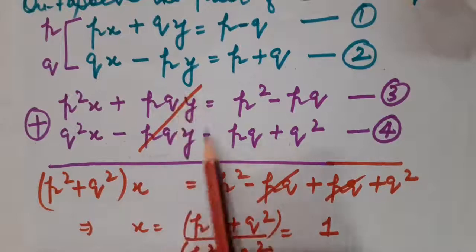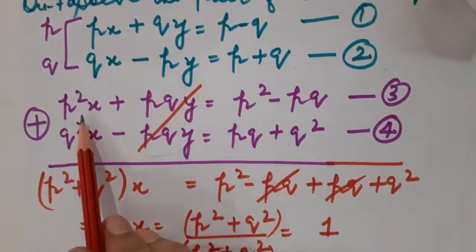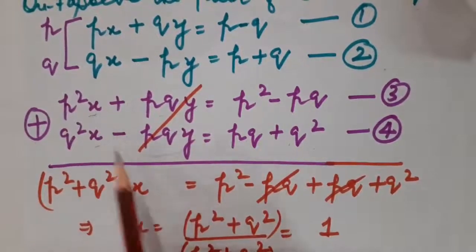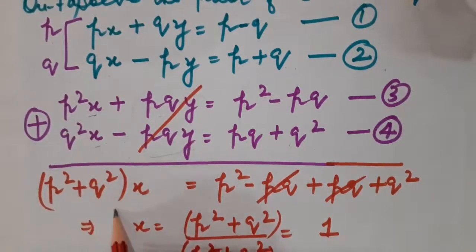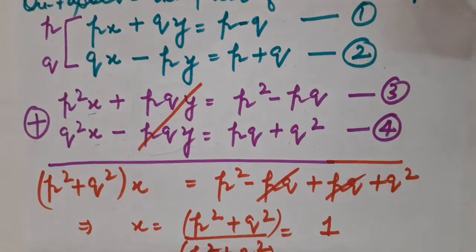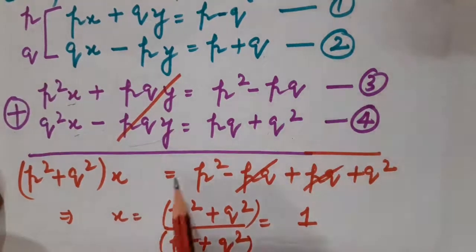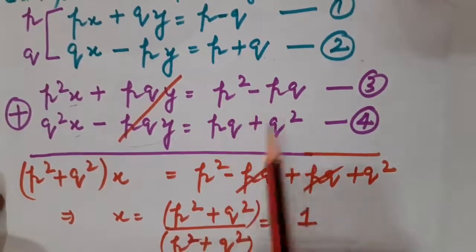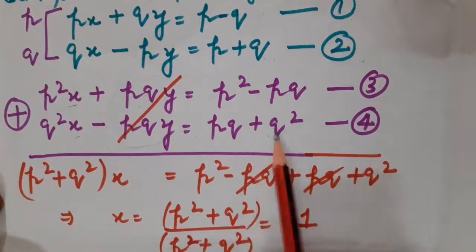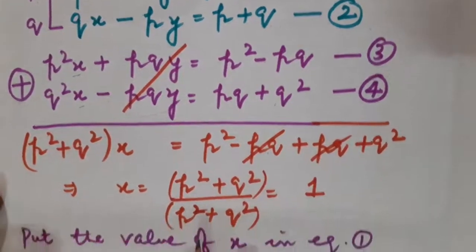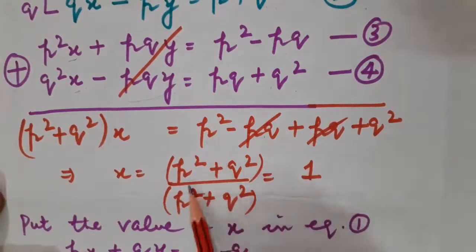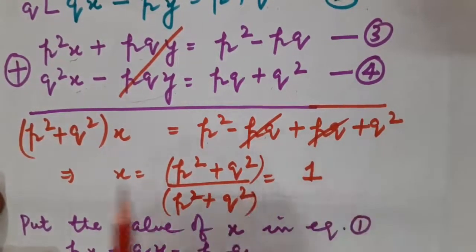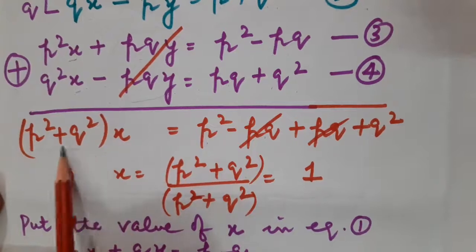Definitely, this term is going to be eliminated now. So, what I have got, children, after taking x as common, is P square plus Q square as the numerical coefficient of x. And here on the right hand side, I have got P square minus PQ plus PQ plus Q square. Fine. This plus PQ and minus PQ will be cancelled. Here I have got P square plus Q square.